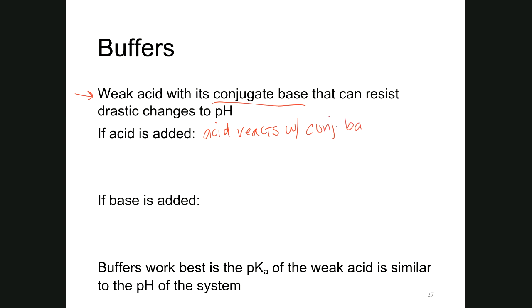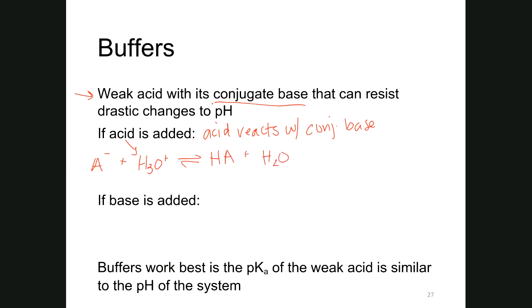So we said in the last slide that the conjugate base is thought of as A minus, and we're adding an acid to our solution. So we're going to represent the acid as H3O plus. These two are going to mix together to form the acid that was in the solution and water.